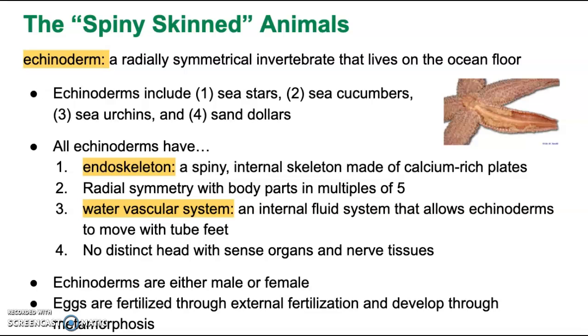All echinoderms also have radial symmetry. Now, one unique thing about their radial symmetry, it's usually found in multiples of 5. So if you think of a sea star as having a star-like shape, it has 5 legs that span off of the center. That's very common when we're dealing with an echinoderm. We see body parts, legs, appendages, whatever you want to call them, in multiples of 5.